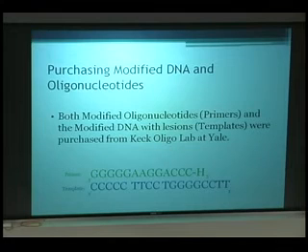The next step in this process was we had to buy the modified DNA and oligonucleotides, which are really, really expensive. So we bought them separately, but they were both purchased from the same lab at Yale. And we need both the primer strand and the template strand so that the protein can bind correctly, so we will get the crystals that we need.